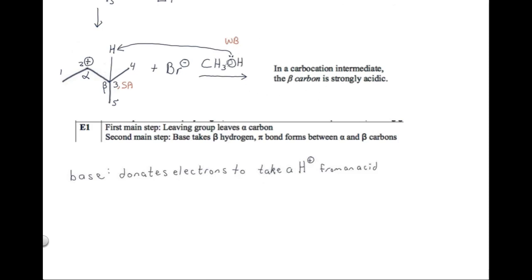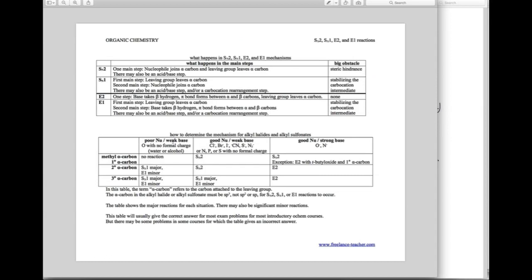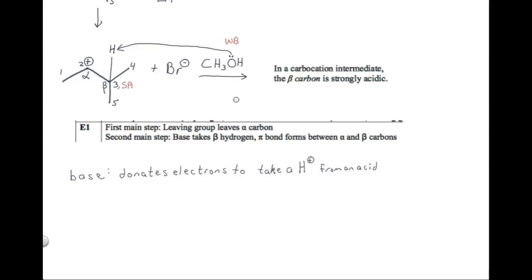We know that the alcohol is a weak base because of our table. Our table tells us that water and alcohols are both weak bases. And we know that this beta carbon is a strong acid because we've learned that in a carbocation, the beta carbon is strongly acidic. This acid-base step makes sense because a strong acid is reactive enough to react even with a weak base.